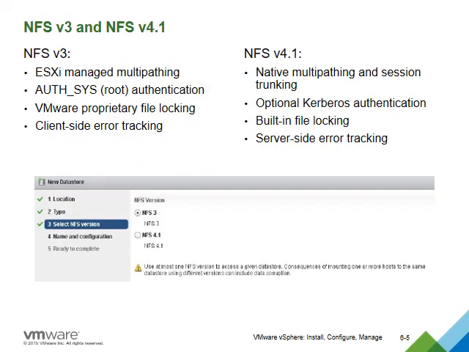NFS version 3 and NFS version 4.1. In NFS version 3, ESXi managed the multipathing, had AUTH_SYS root authentication, had VMware proprietary file locking, and had client-side error tracking. NFS 4.1 has native multipathing and session trunking, has optional Kerberos authentication, has built-in file locking, and uses server-side error tracking.